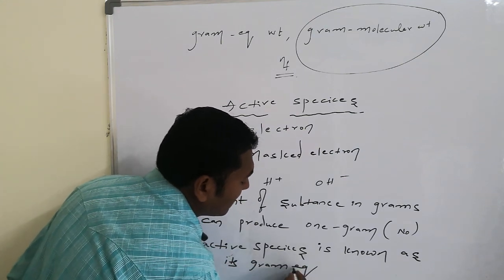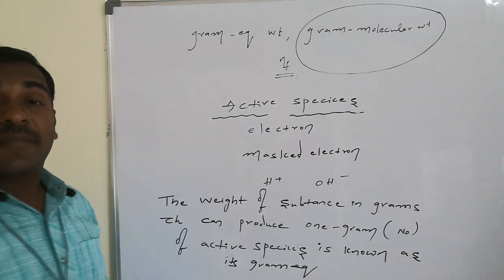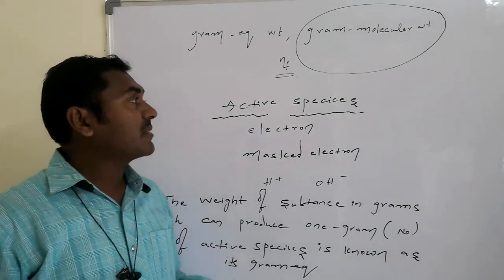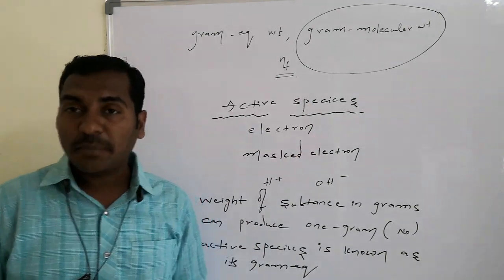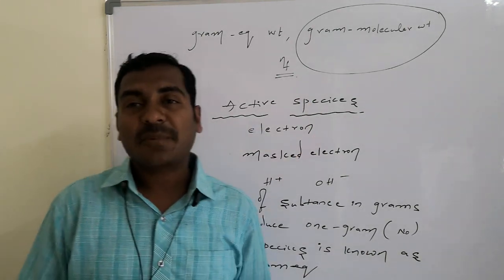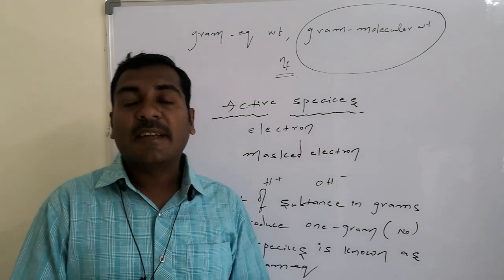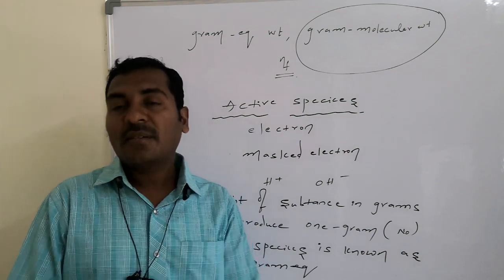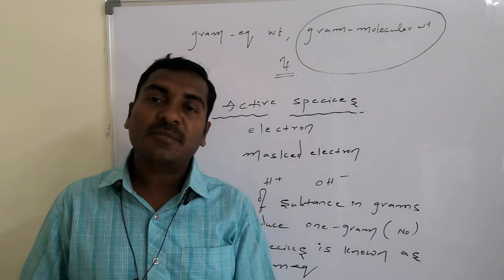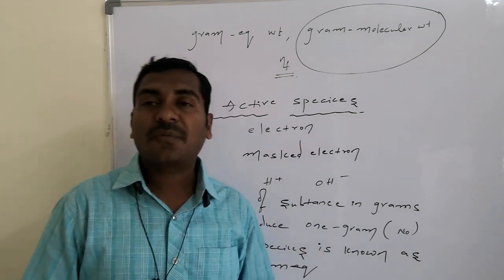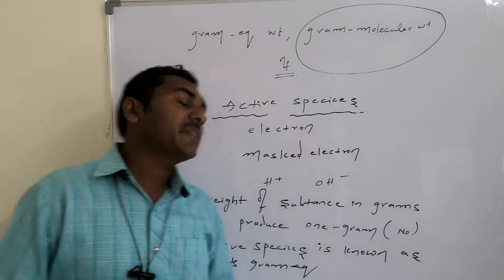Here we are always interested in learning the gram equivalent compared to the gram molecular weight, because active species is responsible. Because active species related equivalent amount of bonds are reconstructed in the rearrangement of the transformations from the reactants to the products. So therefore, active species is very very important.